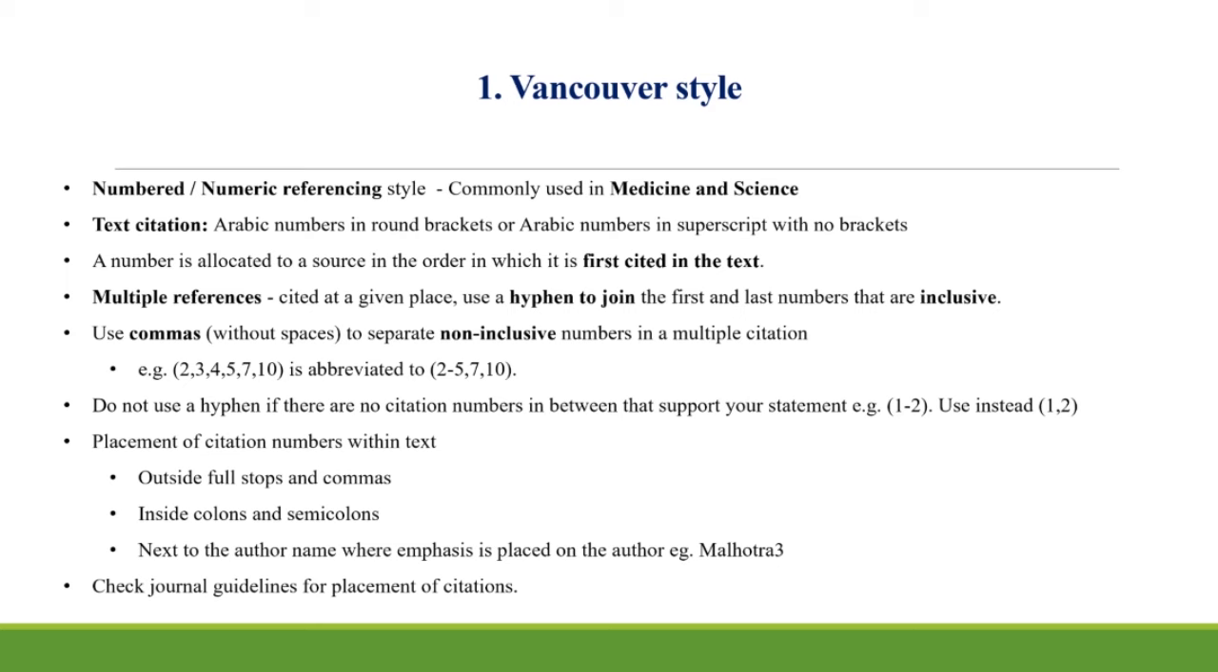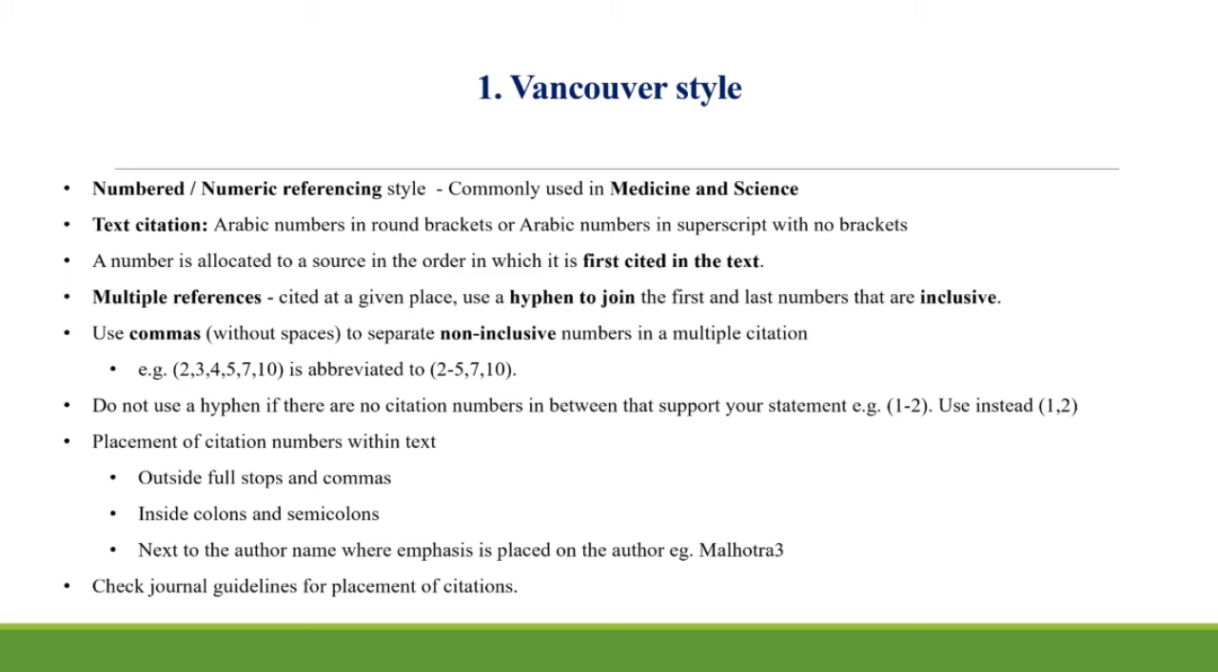So this is the Vancouver style, and as you can see, we have given how it's done. In other words, Arabic numbers are in brackets, right? And whether it's superscript or brackets, a number is allocated in the order in which it is first cited. So the first reference that you put will be number one, superscript. And even if that is used further down in the content, it will still be number one only. The number will not change to number five if you have used it again. If it's number one, it will always be number one throughout that article.